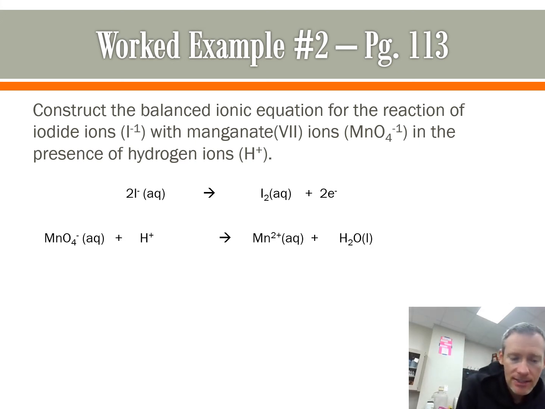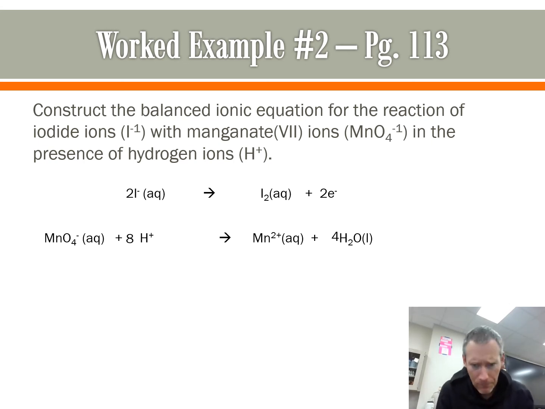Here we have manganese 7 oxide. Since you have oxygen, water has to be added to the product side to balance out the oxygen, and then hydrogen has to be balanced on the reactant side to counterbalance the hydrogen from water. To balance this, you need to balance the atoms first. There are 4 oxygens on the reactant side, so you need 4 waters on the product side. Now you have 8 hydrogens, so you need 8 H+. So all the atoms are balanced, but the charges are not.